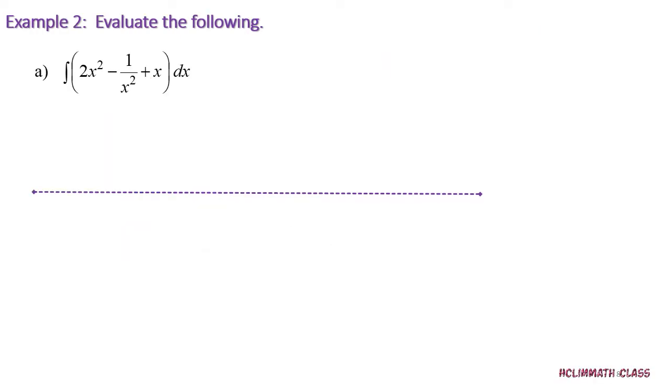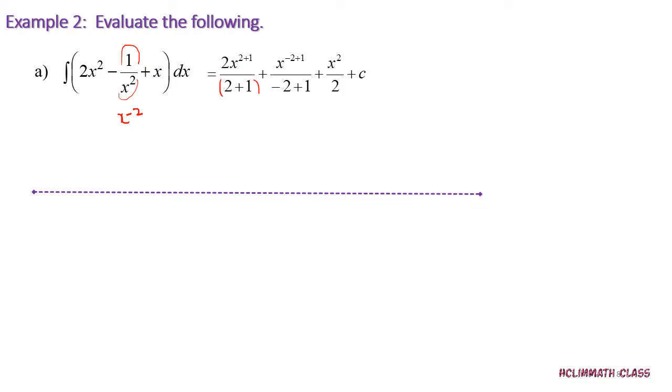Okay, let us proceed to the second example. If we look at this question, before we do anything, we try to change this into the index form first. So we have x to the power of minus 2 here. So when you integrate 1 by 1, we have 2x to the power of 2 plus 1 over 2 plus 1.